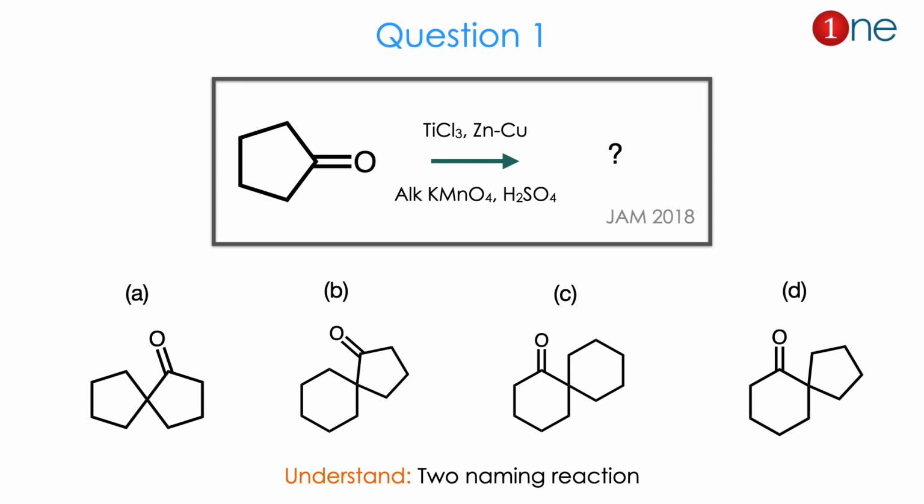The products are a spiro system with 2 five-membered rings, or a 5-membered and a 6-membered ring, or where the position of the ketone is in the 5-membered or 6-membered ring. So 4 products are possible. From the titanium chloride and ketone you might guess the named reaction, and another named reaction is also involved in the formation of the spiro product. The answer is D. Let us see how.